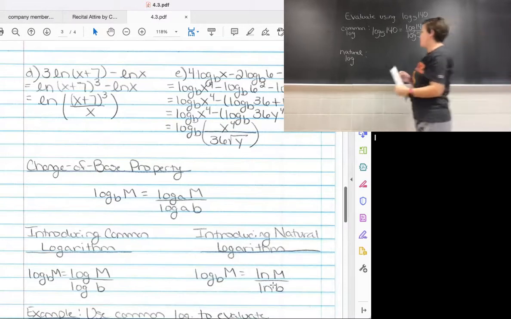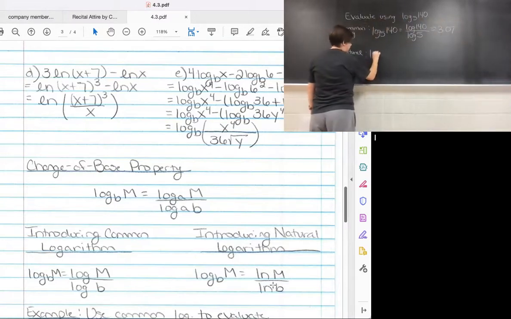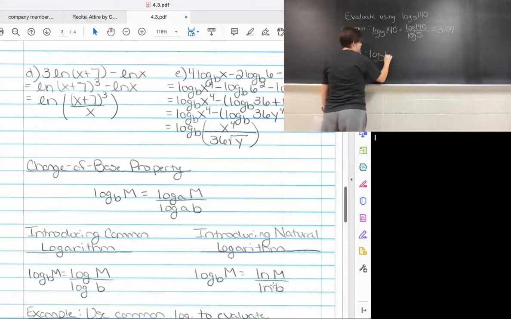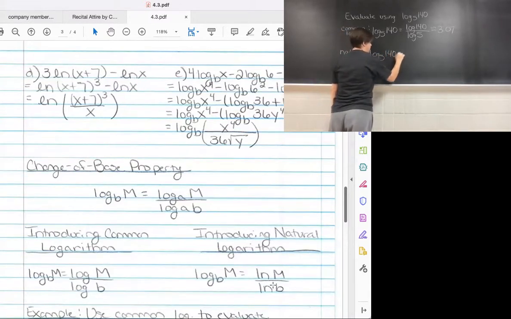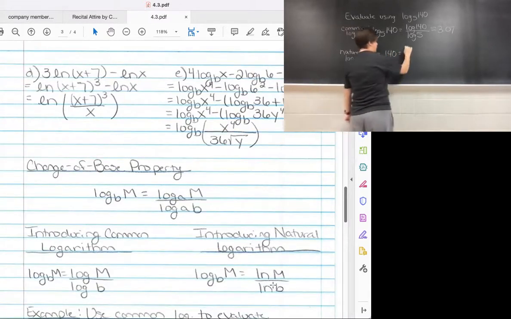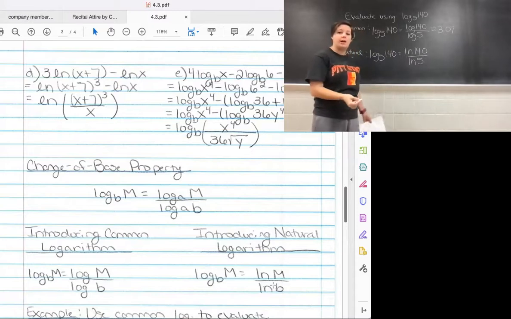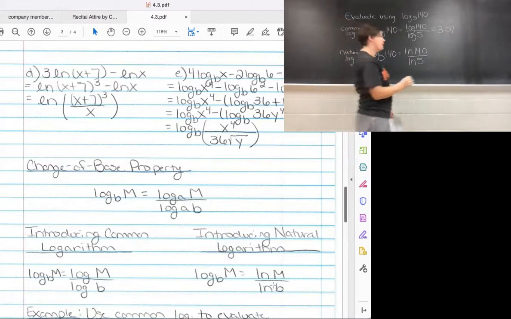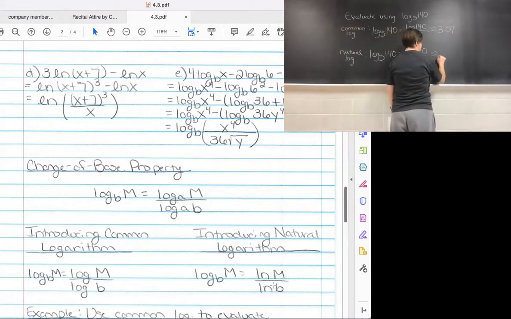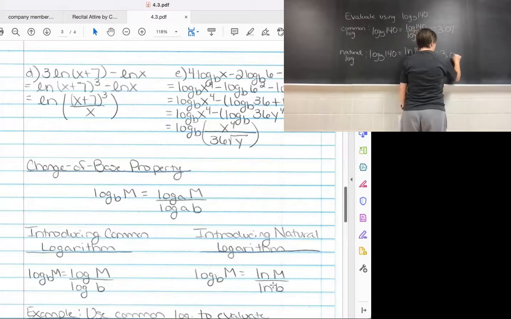Now let's do it with the natural log. Again, we have log base 5 of 140. If we use the natural log to evaluate, then we have the ln of 140 over the ln of 5. On your calculator, you have an ln button. You can type that in. And if you do, you get 3.07.